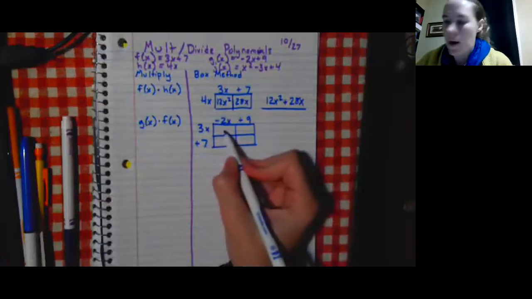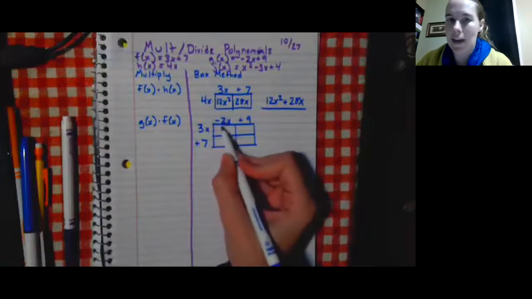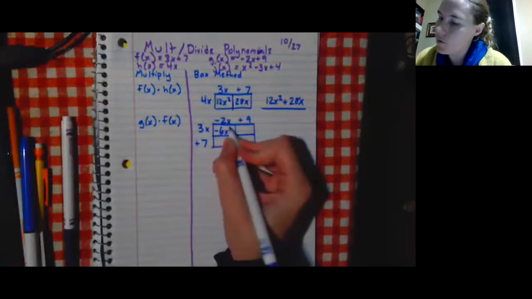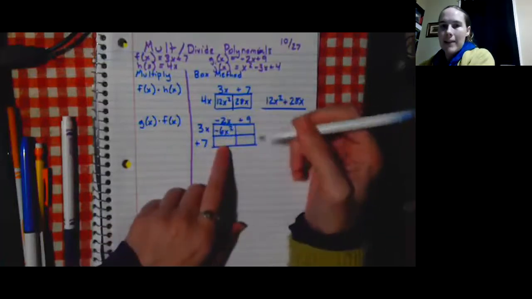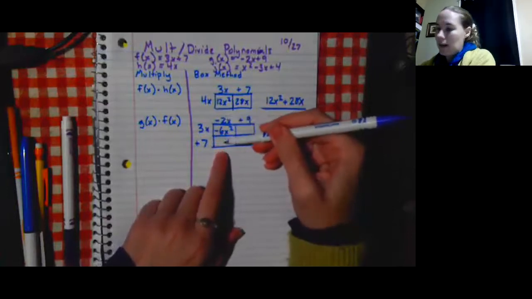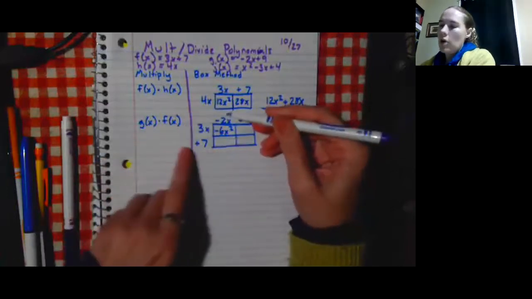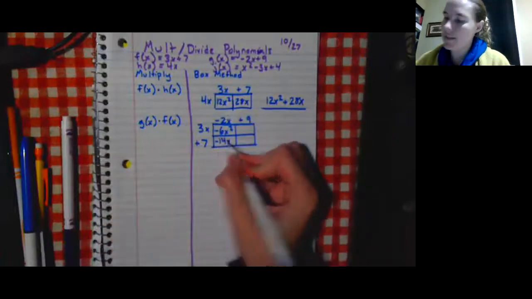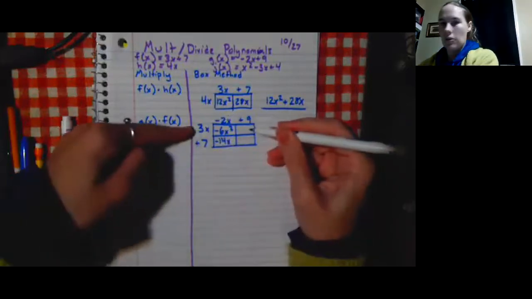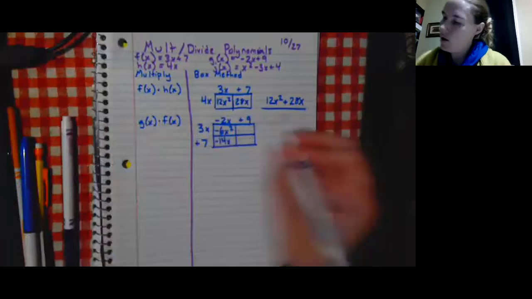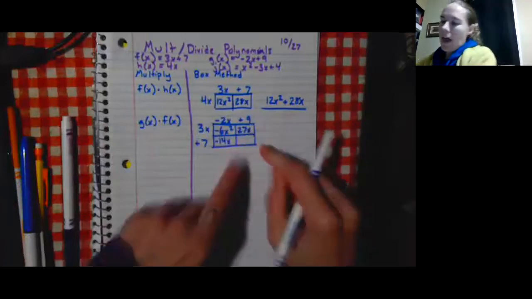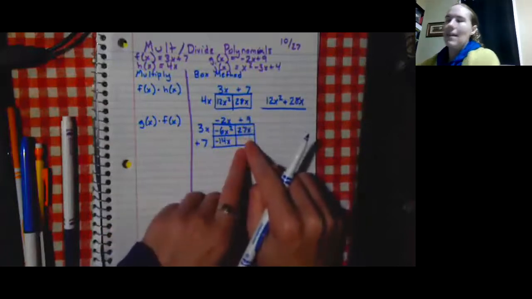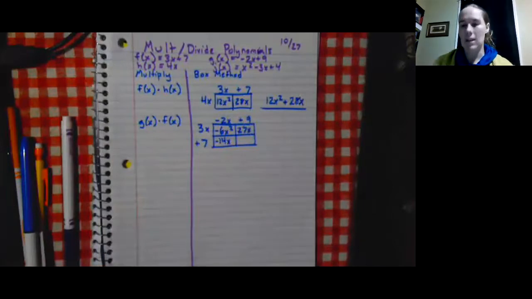So to find this first one, I have 3x times negative 2x, because those two meet here. So that would be negative 6x squared. Then this box down here, it would be negative 2x times 7. So note I'm multiplying the outsides. So this would be negative 14x. Now to find this box, I have this 3x times 9. So that would be 27x. And this very last box here, I look on the outsides again. I have 9 times 7, which is 63.